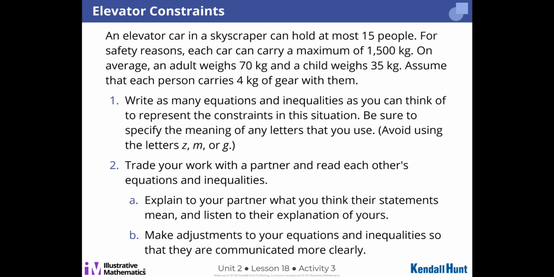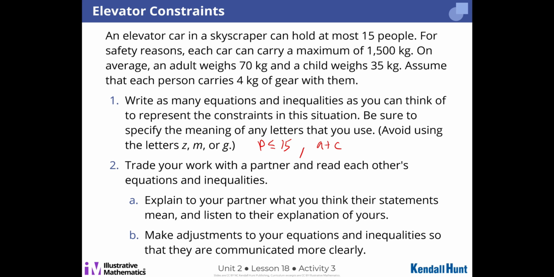So for part 1, write as many equations and inequalities as you can think of to represent the constraints in the situation. Be sure to specify the meaning of each variable. Avoid using the letters Z, M, or G. So you might want to say something like P is less than or equal to 15.